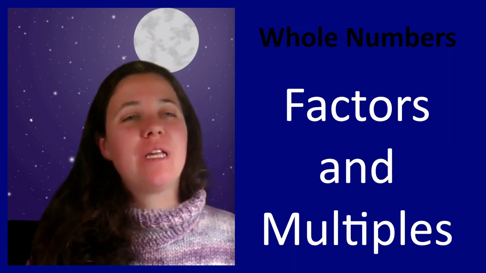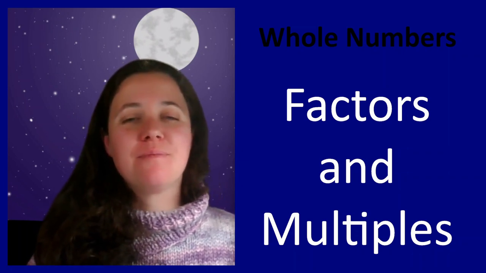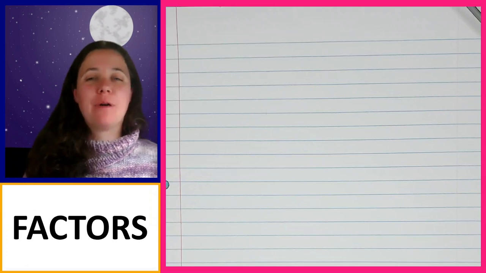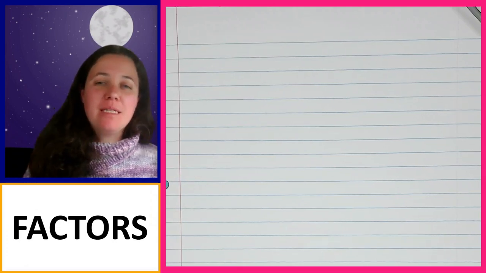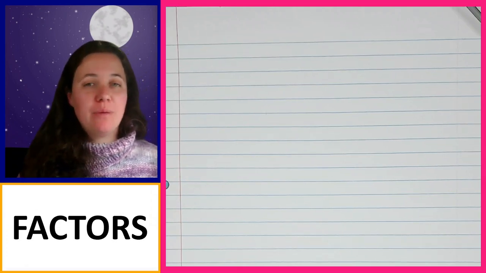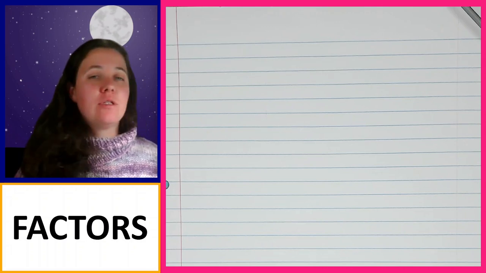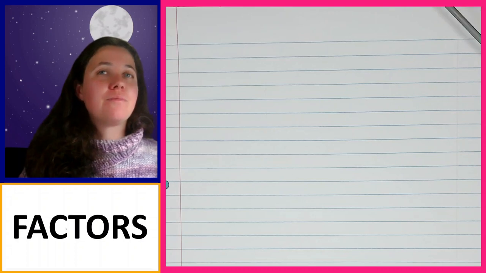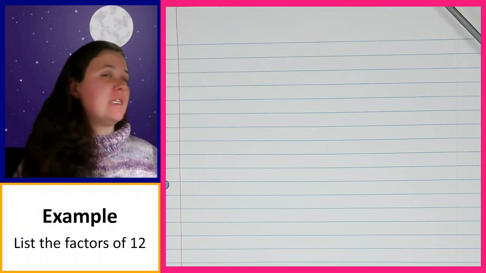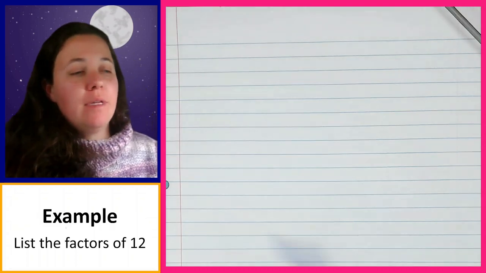Today we are going to be learning about factors and multiples. We're going to start off talking about factors. Factors are numbers that will divide into a given number evenly without leaving any remainder. So we're going to start off with an example where we're going to list all the factors of the number 12.